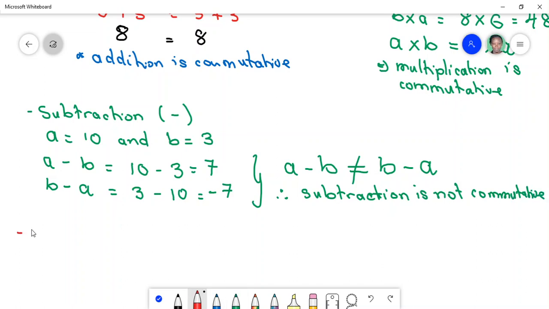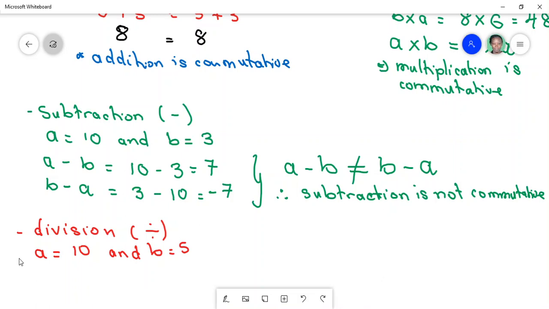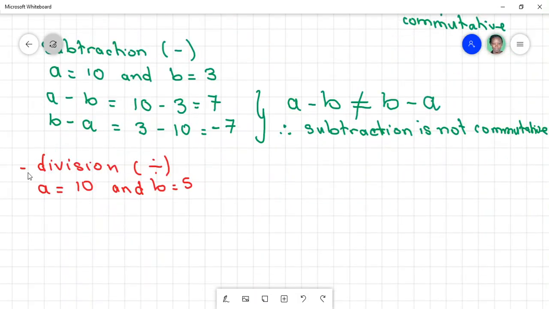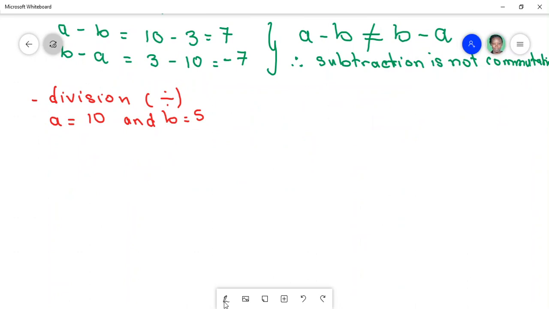That is division. You divide. So let's take A to be equal to 10 and B to be equal to 5. Okay, good. So let's find out if division is commutative.